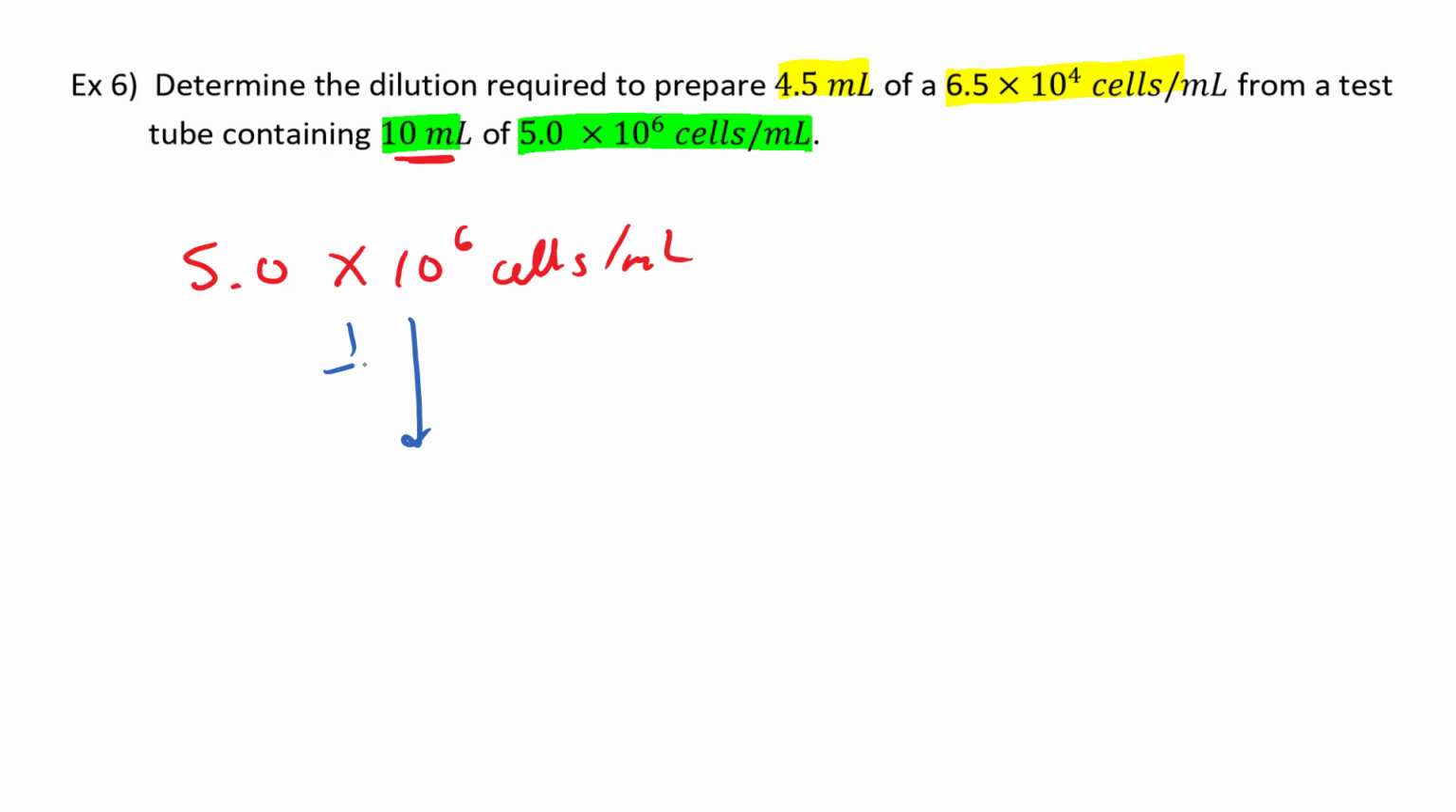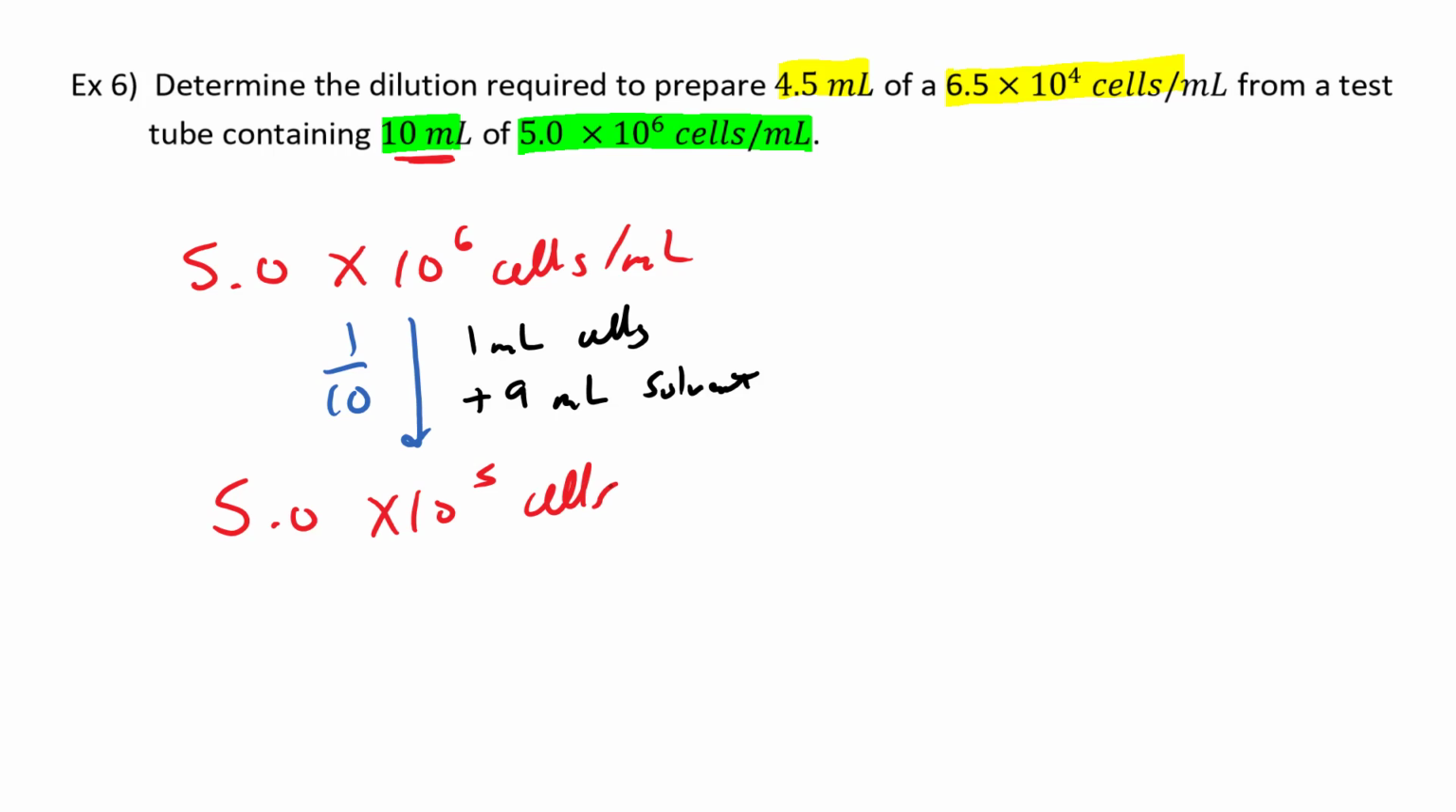I will perform a 1 in 10 dilution. I'm going to take 1 mL of cells and add to that 9 mL of my solvent. This would usually be media. This will give me 5.0 times 10 to the 5 cells per mL.